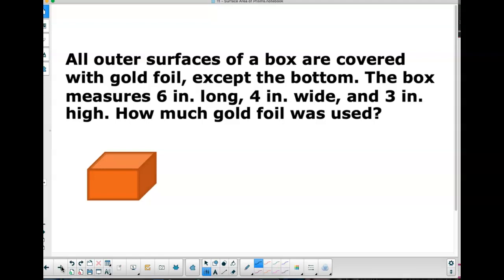Okay? So all outer surfaces of a box are covered with gold foil except the bottom. What are some reasons why you wouldn't cover the bottom of a box?